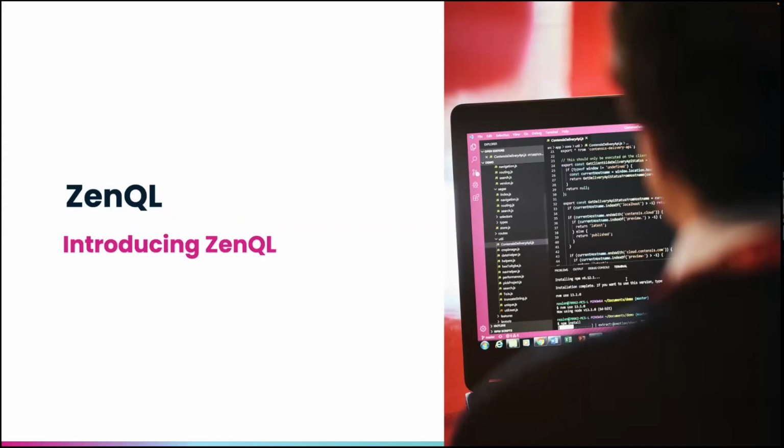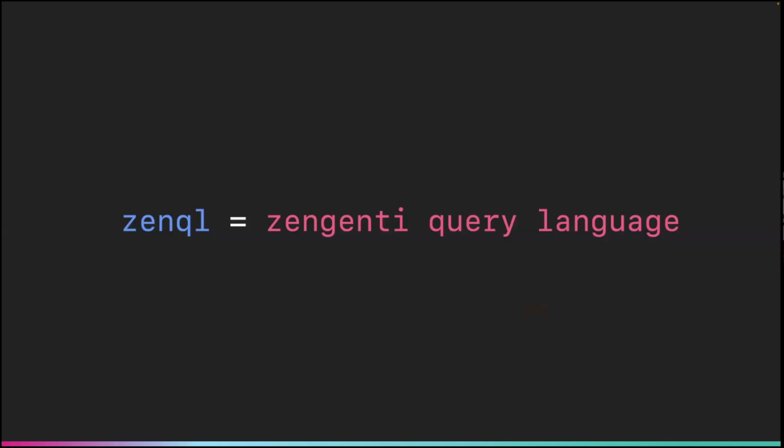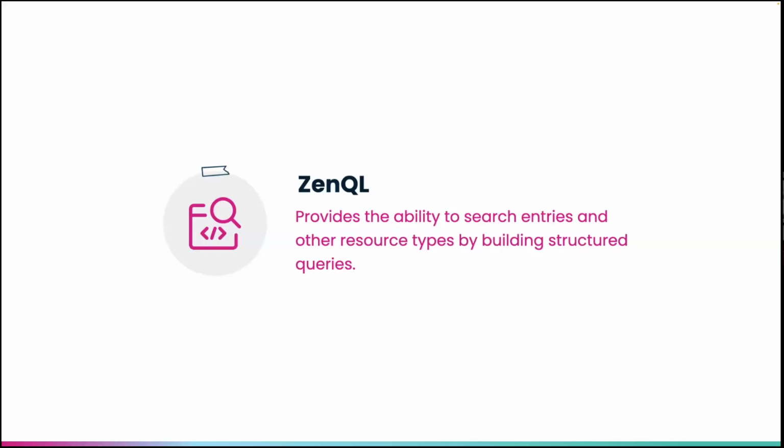So next new feature, ZenQL. So what's ZenQL? ZenQL is what we call Zengenti querying language. And it provides the ability to search entries and different types of resources by building structured queries.